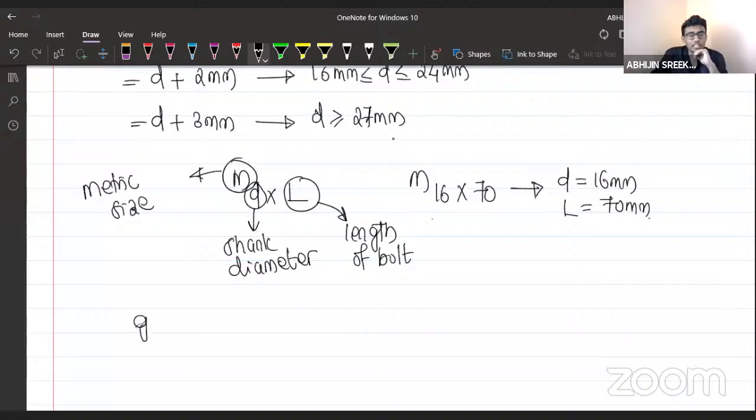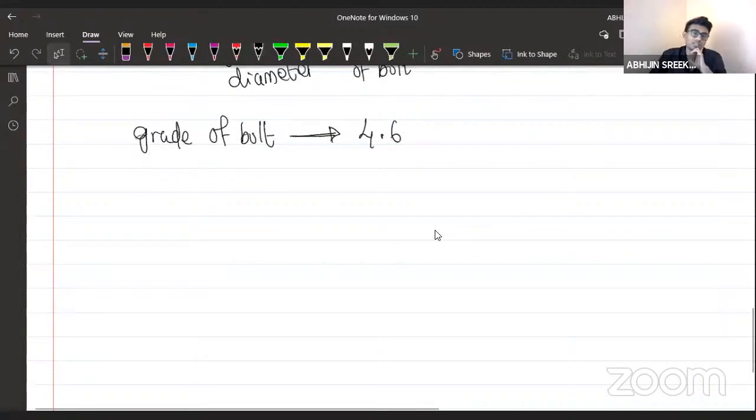Sometimes bolts will be given with some grade. Suppose I say that the grade of the bolt is 4.6. I need you people to tell me what is the meaning of this. What do you mean by grade of the bolt 4.6? When you say grade 4.6, what do you mean by that?